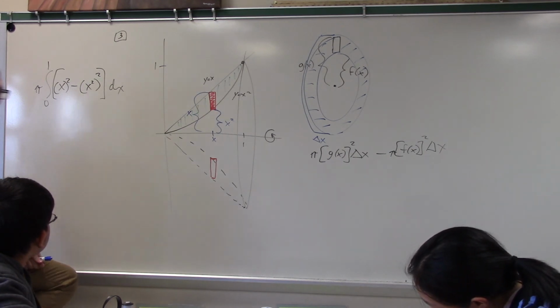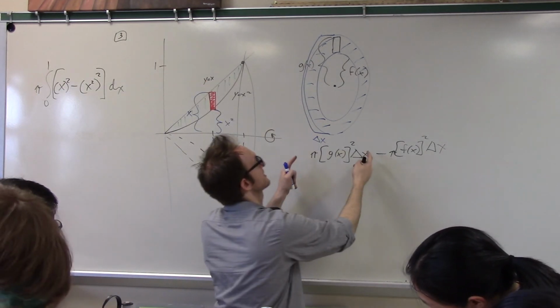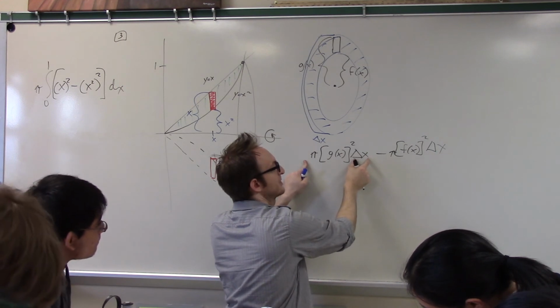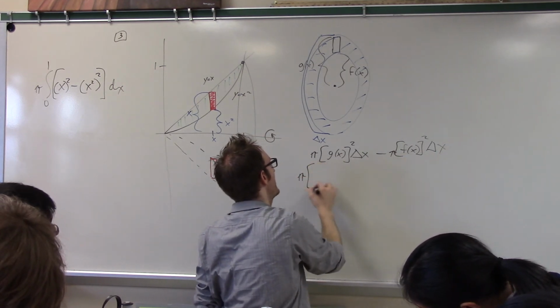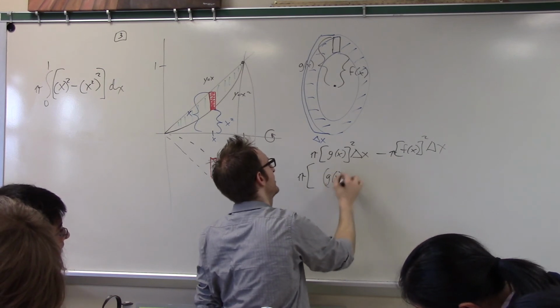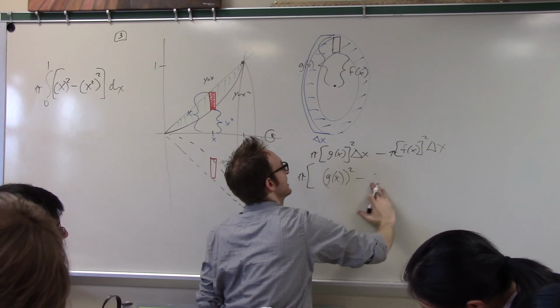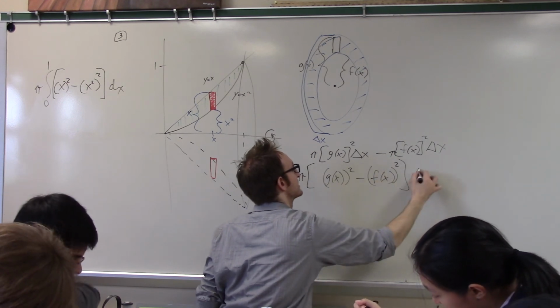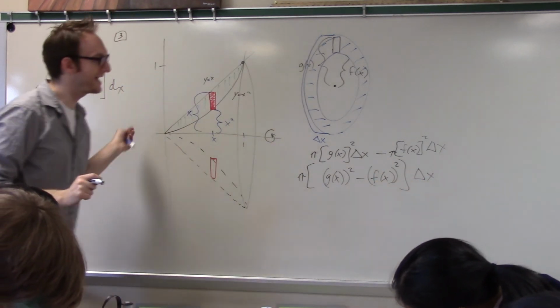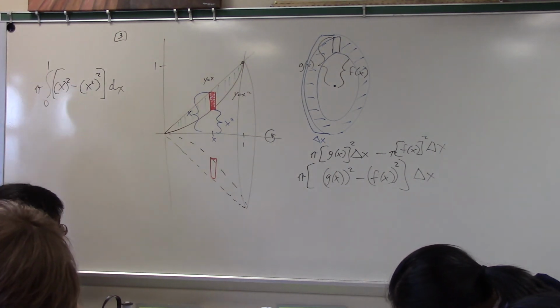Does everyone see what he did here? He basically just said, it's a very short cylinder minus another cylinder. But I can factor out the pi, and I can also factor out the delta x. And so the general pattern is pi times the outer radius squared minus the inner radius squared, times delta x.